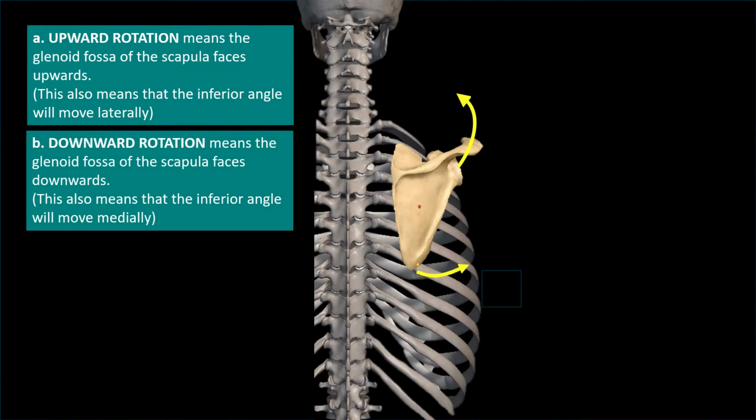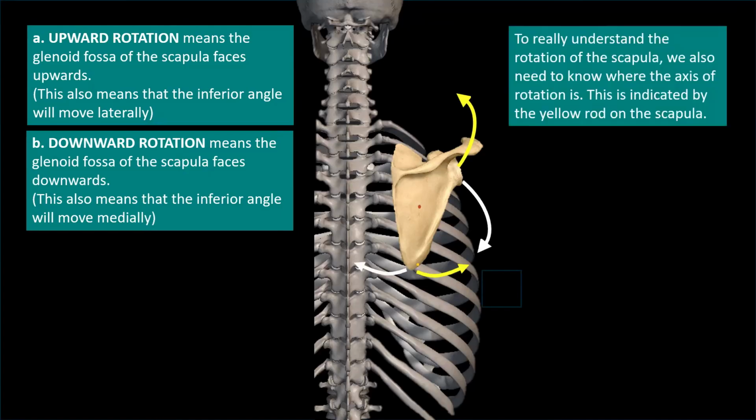B. Downward rotation means the glenoid fossa of the scapula faces downwards. This also means that the inferior angle will move medially. To really understand the rotation of the scapula, we also need to know where the axis of rotation is. This is indicated by the yellow rod on the scapula.